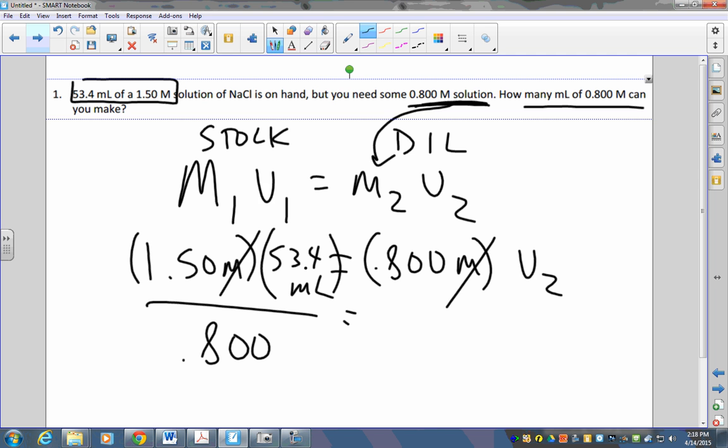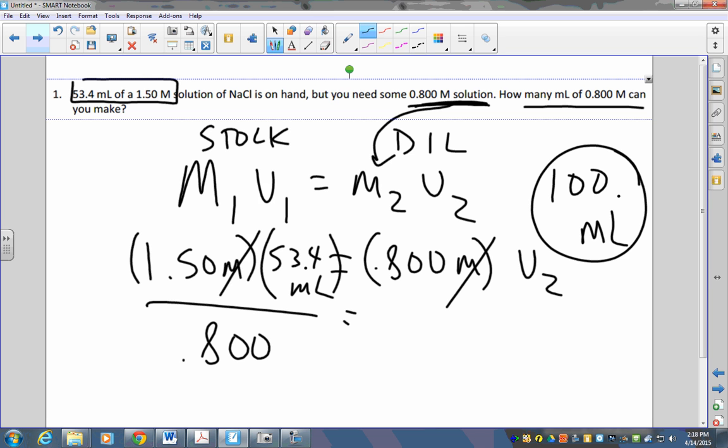So I'm going to go 1.50 times 53.4 divided by 0.800. Bam. I end up getting 100 milliliters with 3 sig figs. So I'm going to be able to make 100 milliliters of that stuff based on that dilution. So anytime you use a dilution, it's M1V1 is equal to M2V2, and it depends on what you're solving for.